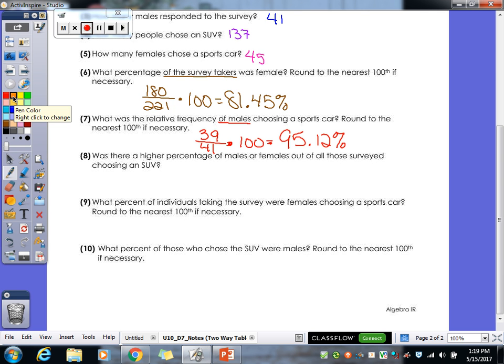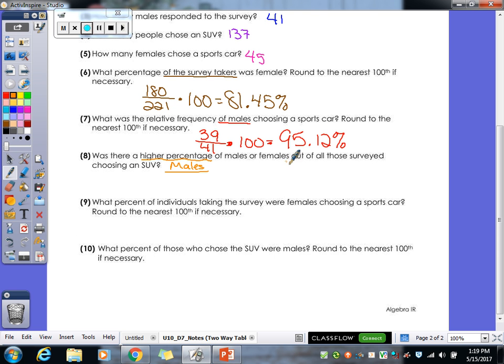Number 8, they want to know, was there a higher percentage of males or females out of all the surveyed choosing an SUV? Now this one, a lot of people just quickly look at the table and say, well, there were more females, so it's got to be that one. But since it says specifically, was there a higher percentage, you actually have to calculate the percentage for males and for females. Then you can make your statement as to what your answer is.